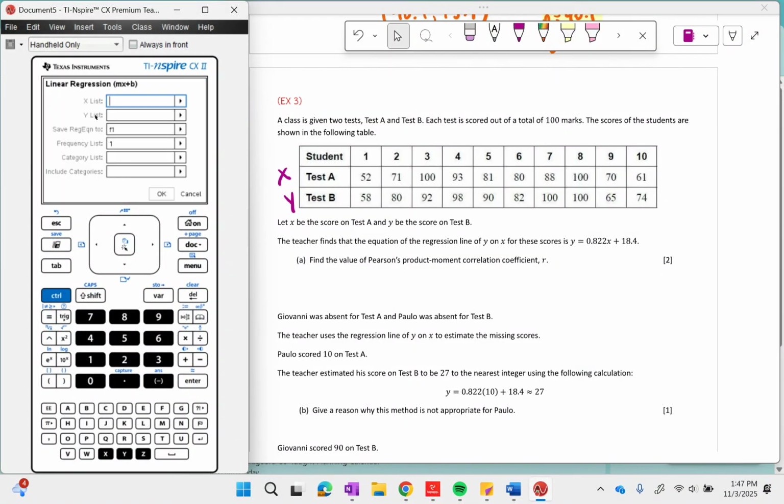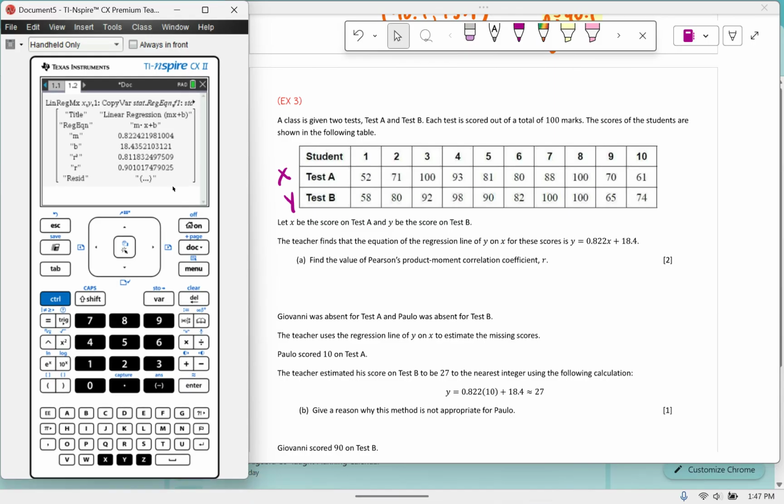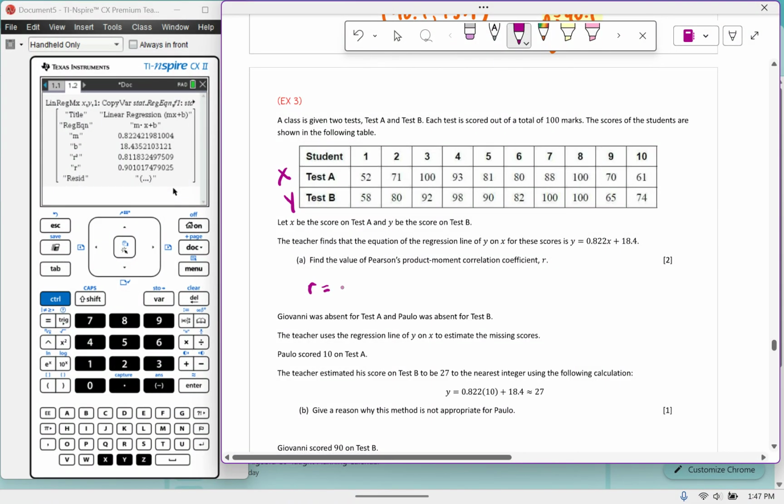Sorry, I just zoned out. Okay, we're finding R. Great. All right, did you guys get 0.901? I think I was doing it, but I definitely wasn't thinking about what I was doing. I was off in space. Okay.